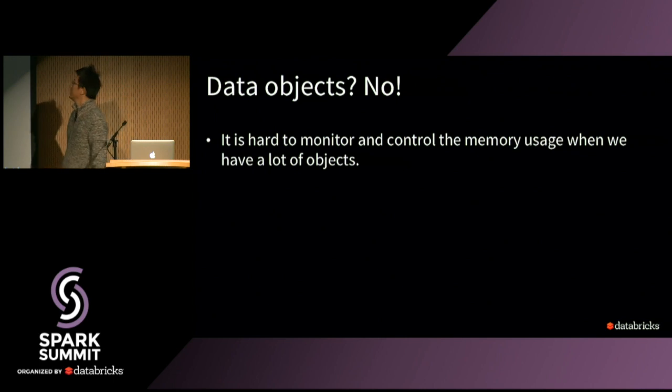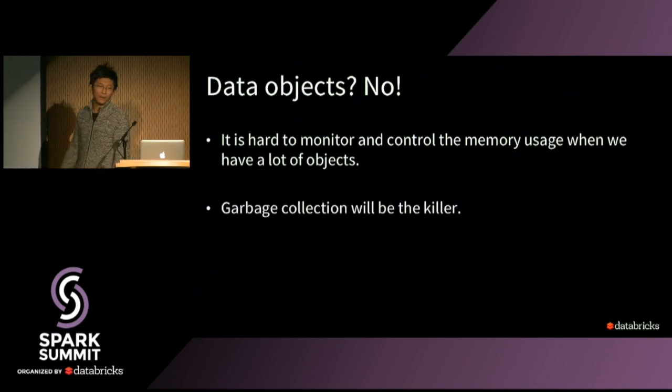And there are also some other disadvantages to using Java objects to represent data. First, it's very hard to monitor and control the memory usage, because different JVMs may have different layouts for objects, so you may have slightly different sizes for the same object. Also, many of you may know that GC is really a problem for the JVM. So if we use a lot of JVM objects, the GC will be a killer for our program.